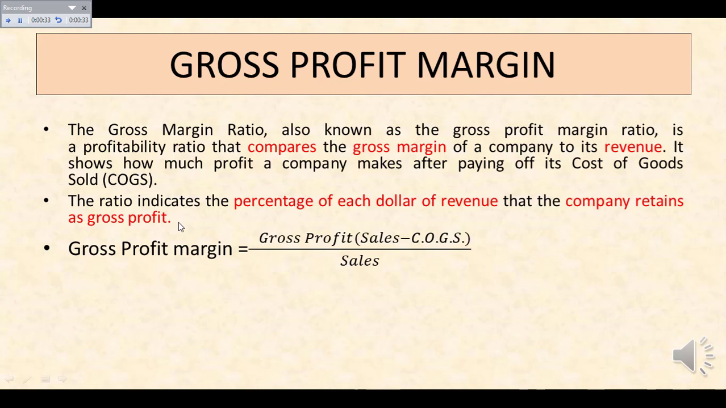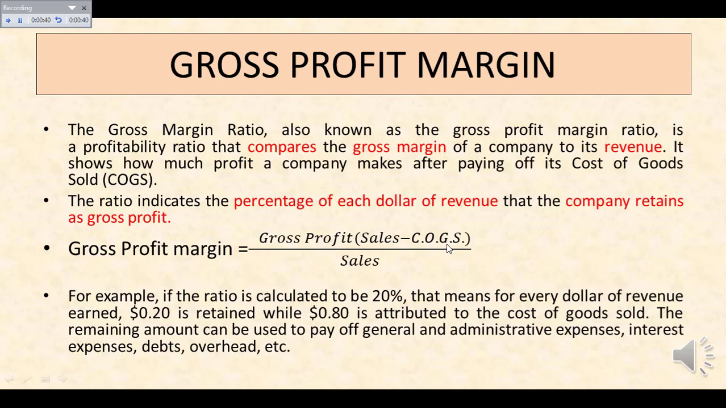The formula for gross profit margin ratio is gross profit divided by sales, where gross profit is equal to sales minus cost of goods sold. Now, let me give you a very simple example. If the GP ratio or the gross profit margin ratio is 20%, that means for every dollar of revenue the company earns, 20 cents is retained, while 80 cents is attributed to the cost of goods sold. The remaining amount, that is the 20 cents, can be used to pay off general and administrative expenses, interest expenses, debts, overhead, etc.